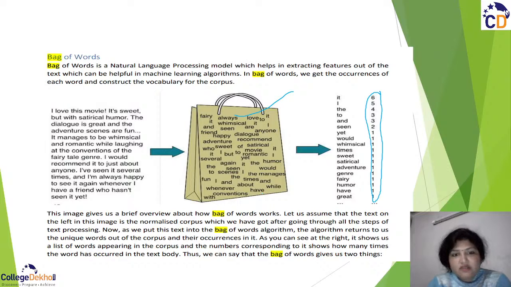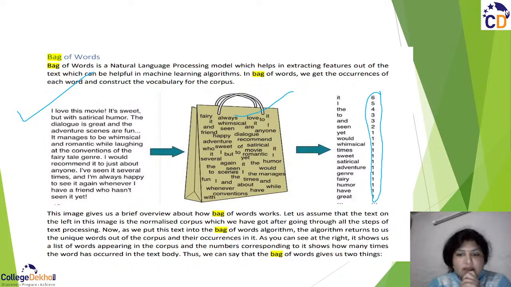This image gives us a brief overview of how bag of words works. Let us assume that the text on the left hand side in this image is a normalized corpus, which we have got after going through all the steps of text processing, whatever we have done earlier. Now, as we put this text into the bag of words algorithm, the algorithm returns the unique words out of the corpus and their occurrences in it. So it might be possible that it has come 6 times. It is not going to write it 6 times. No, it writes the word and its frequency, right?